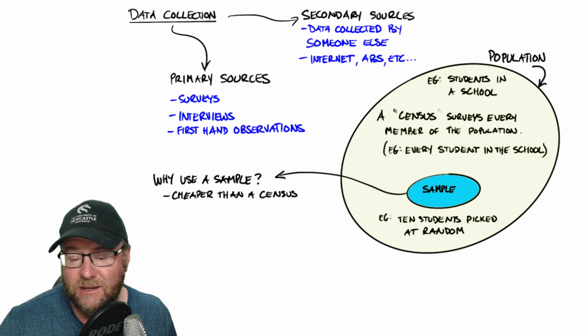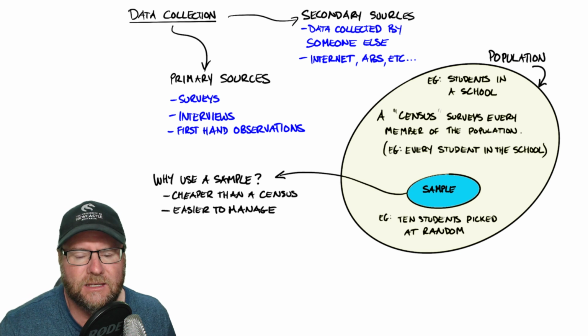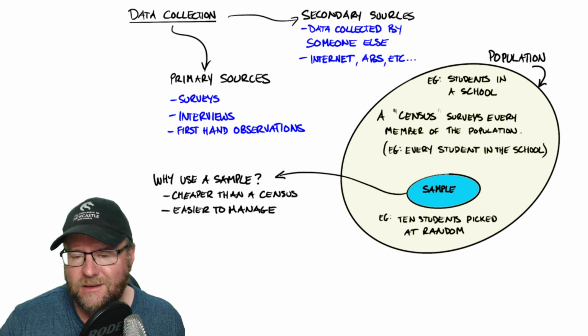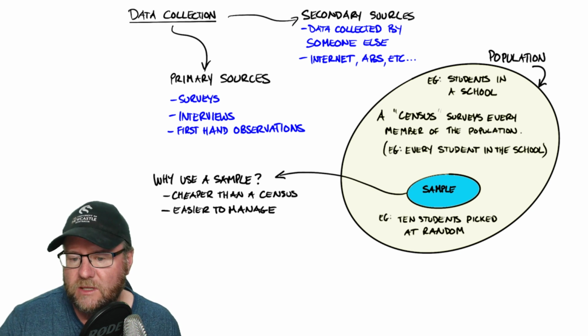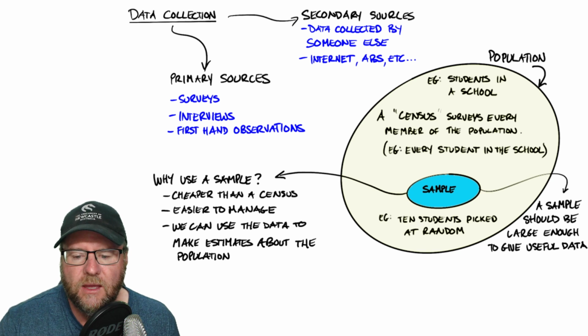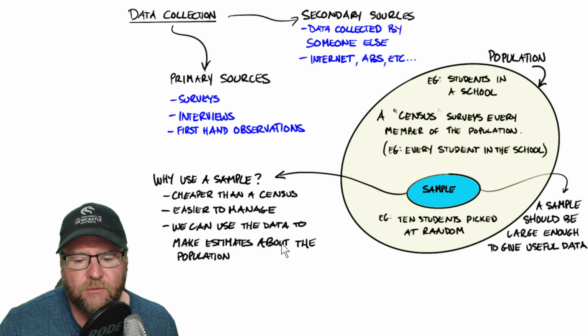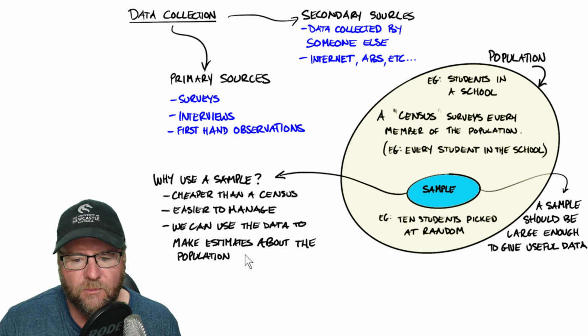So why would we use a sample instead of a census? Well, it's going to be a lot easier and cheaper. Okay, so surveying the entire population could be expensive, take a long time. And we can also use the data. If you have a look here, we can make estimates about the population.